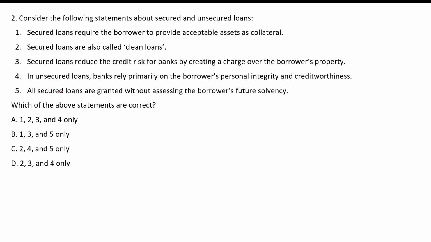this question. Consider the following statements about secured and unsecured loans. Secured loans require the borrower to provide acceptable asset as collateral. This is correct. Secured loans are also called clean. No, unsecured loans are also called clean loans. Secured loans reduce the credit risk for bank by creating a charge over the borrower's property. So this is correct. In unsecured loans, banks rely primarily on the borrower's personal integrity and creditworthiness. Correct. All secured loans are granted without assessing the borrower's future solvency. So this is not correct.